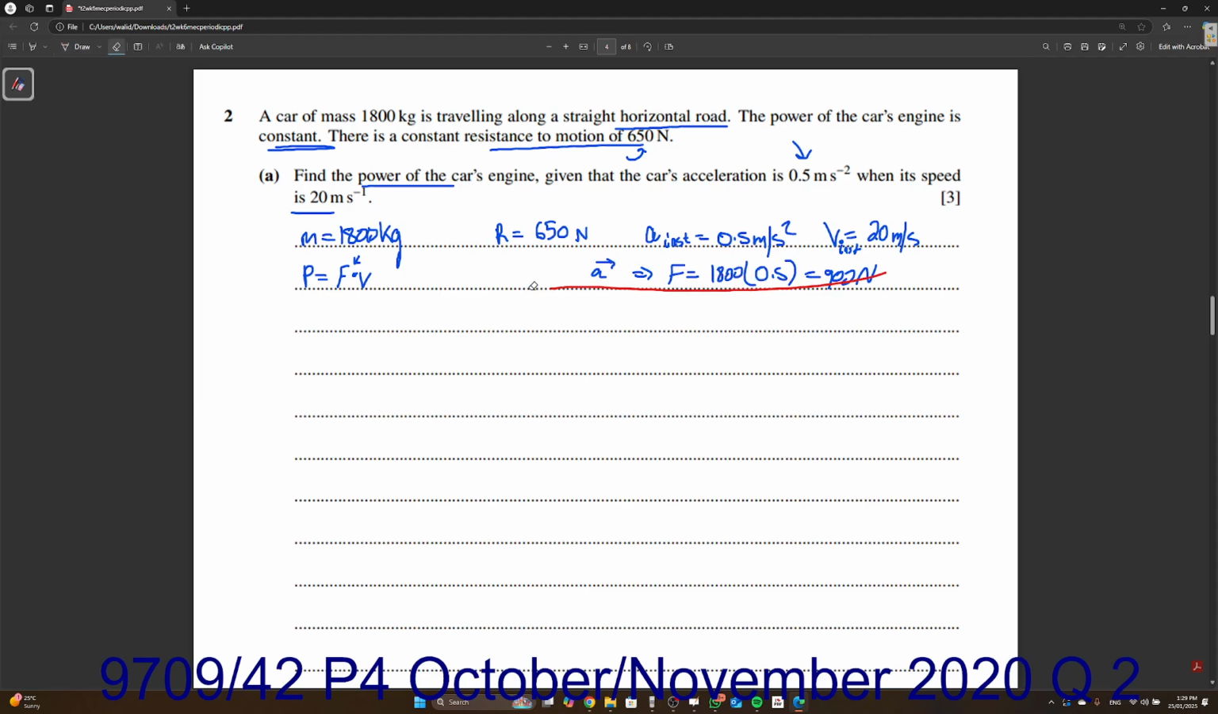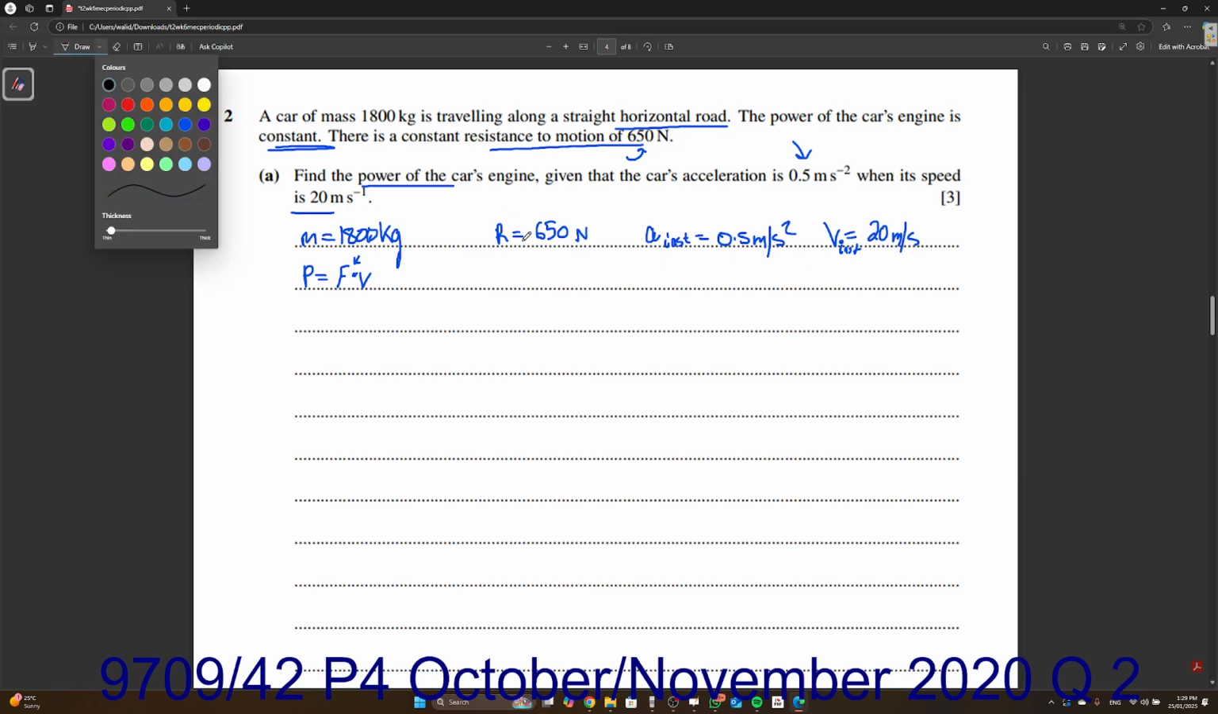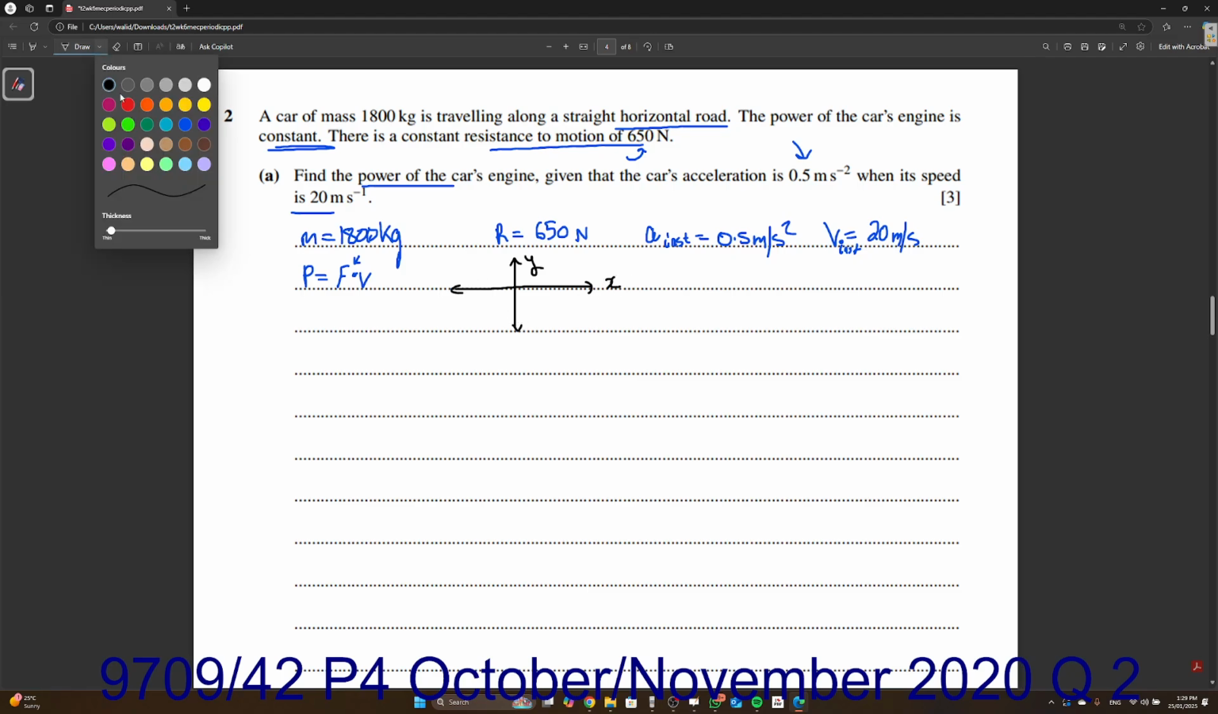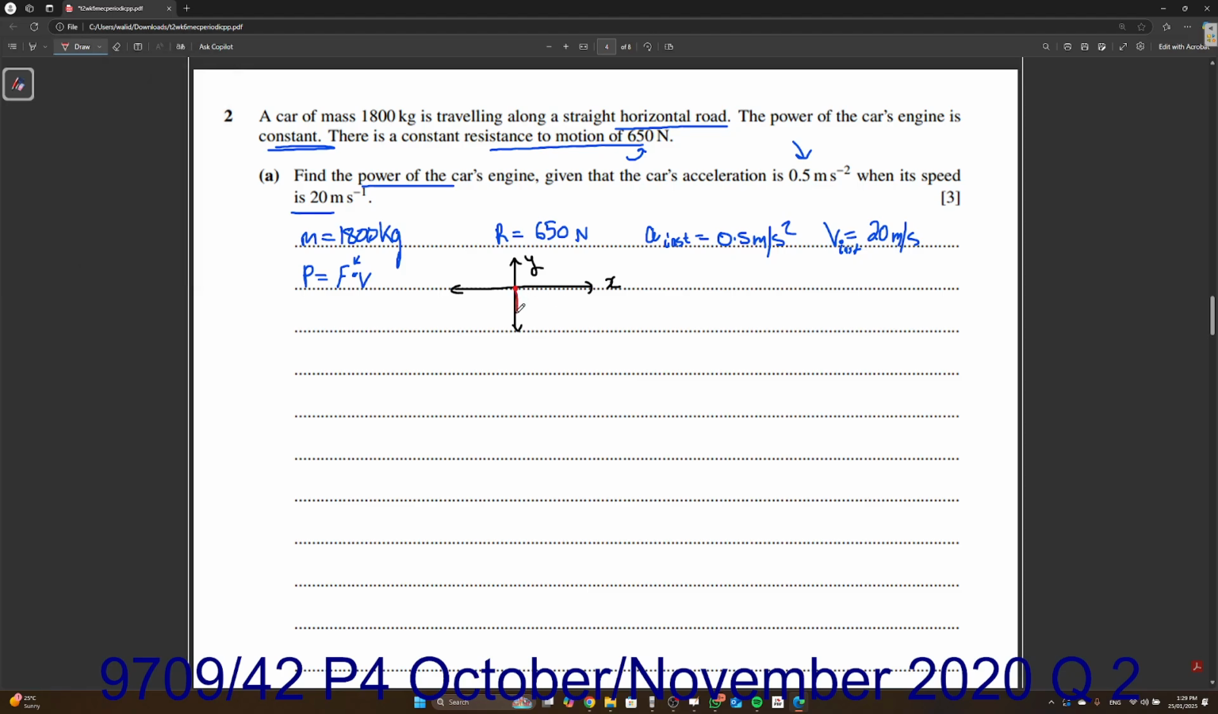Always, when you have forces, I tell you, draw your free body diagram so that you can see exactly what's happening. So you have the car, it's horizontal, so we can just use a straight y and x like this. We have our weight going downwards, the engine force that I always call E, the resistance force R, and we always have the normal reaction upwards. So what do we know? We're looking at the horizontal forces. Obviously, N and W, we don't care.